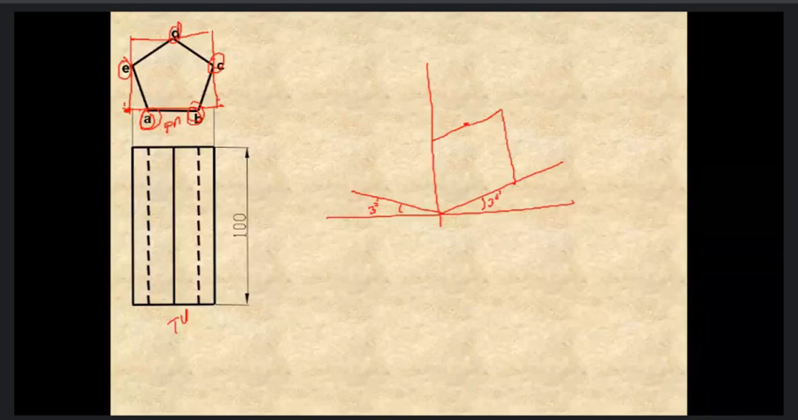Now my original length is 50. So what I will do, I will draw the line in such a way.